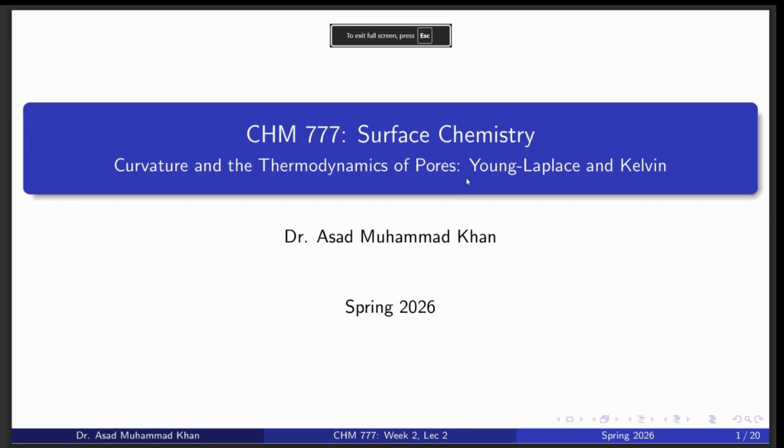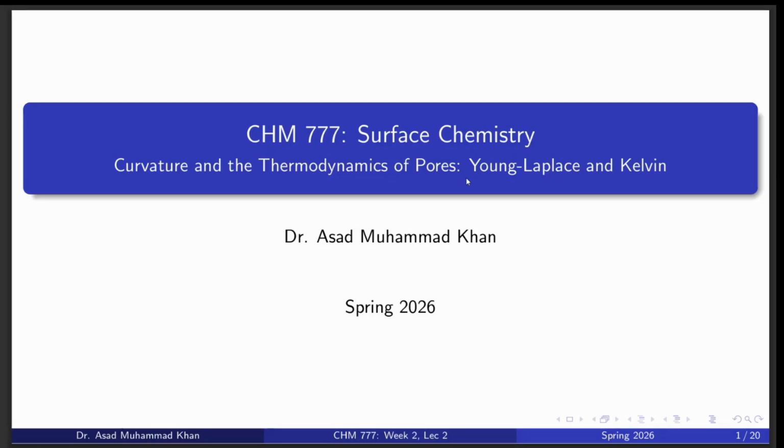We will be looking at the curvature because what you just saw was a curved surface. In both cases, these were curved surfaces. And we will be looking at thermodynamics of pores and Young-Laplace and Kelvin relationship, which explains these things.